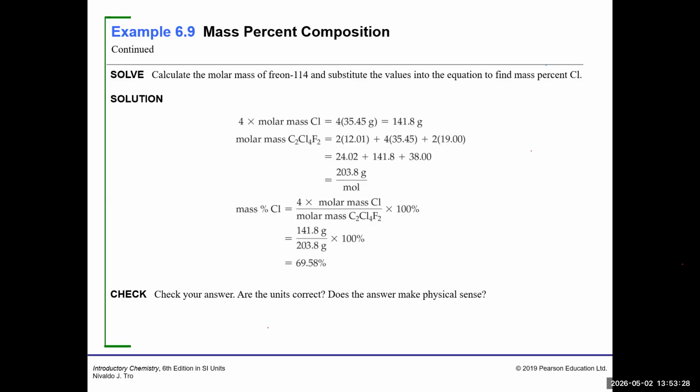Now, the mass percent of chlorine is equal to 4 times molar mass of chlorine divided by molar mass of Freon times 100. Doing all the calculations, we have 69.58%. Then we check ourselves: does it make sense? Yes, it makes sense, because look at the molar mass of chlorine compared to the other masses, and see that we have 4 of them. It makes sense that it is 69.58% of the Freon.